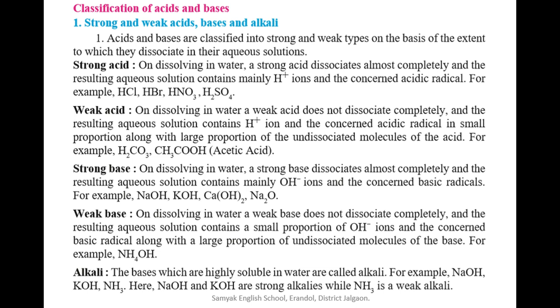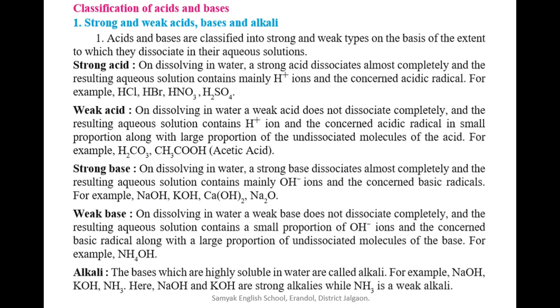A strong base, on dissolving in water, dissociates almost completely, and it results in an aqueous solution which contains mainly hydroxyl ions, that is OH minus ions, and the concerned basic radicals. Examples: sodium hydroxide, potassium hydroxide, calcium hydroxide, and sodium oxide. So a strong base dissociates completely and produces mainly OH minus plus the concerned basic radical. A weak base, on dissolving in water, does not dissociate completely, and the resulting aqueous solution contains a small proportion of hydroxyl ions and the concerned basic radical, along with a large proportion of undissociated molecules of the original base. Example: NH4OH, that is ammonium hydroxide. It's a weak base and does not dissociate completely.